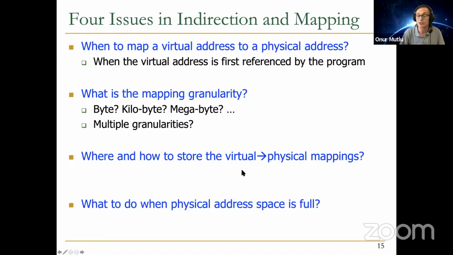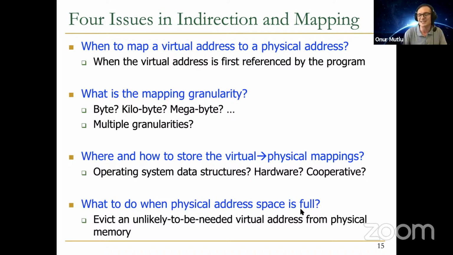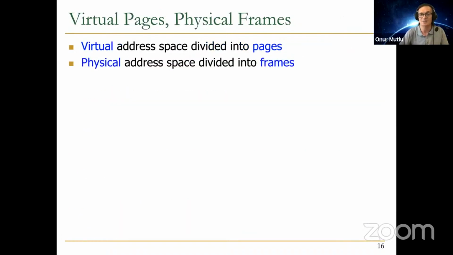Then, where and how to store the virtual to physical address mappings. This is important. The page table is clearly one example, but how do you actually do it? Operating system data structures. Do you also store it in hardware? Do you cache it in hardware? We will see that the answer is yes. Do you do it cooperatively between hardware and software? We will see that the answer is yes. The next question is what to do when the physical address space is full. You may know the answer to this: evict a virtual address unlikely to be needed from the physical memory. This makes sense because physical memory is a cache for the disk from this perspective. You can manage physical memory similar to the principles that we have seen for caches.